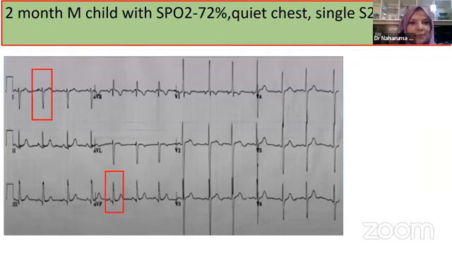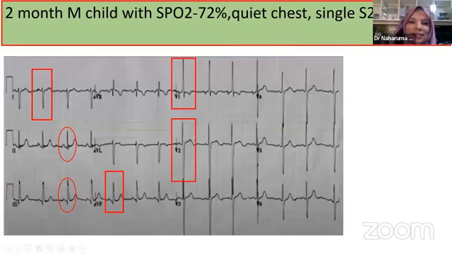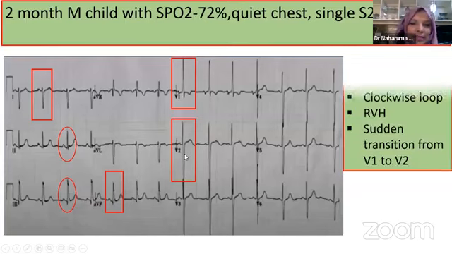So this is a 2-month-old child having saturation 72%, having a soft systolic murmur, and this is right axis. And we found a clockwise loop in leads 2, 3, aVF. And there is a monophasic R with strain pattern. So RVH is there. And we know all this, but one important thing, there is sudden transition. What is that? In V1 to V2, we suddenly get this S wave. This is because there is a large VSD, there is no septum, there will be shunt and there is deepening, and we get this S wave. And this sometimes helps us to diagnose tetralogy of Fallot.